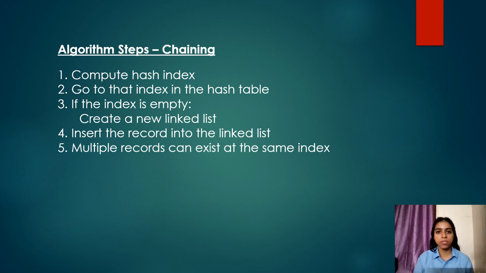The algorithm steps for chaining are: compute the hash index, go to that index in the hash table. If the index is empty, create a new linked list. Insert the record into the linked list, and multiple records can exist at the same index.